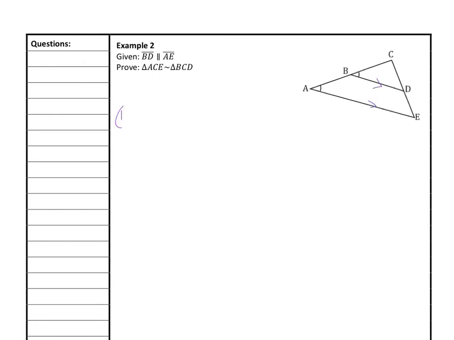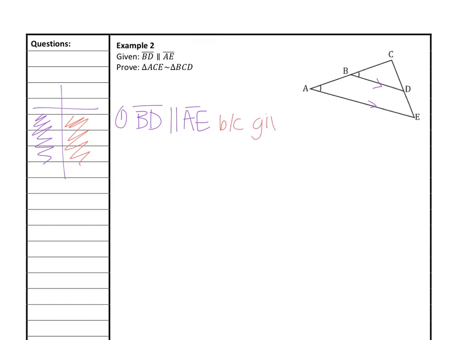I'm going to state my first piece here. Again, you are welcome to do a T-chart proof. I'm going to do my left side in purple and my right side in red, in case you are trying to make the comparison between the two. So BD parallel to AE because it was given.